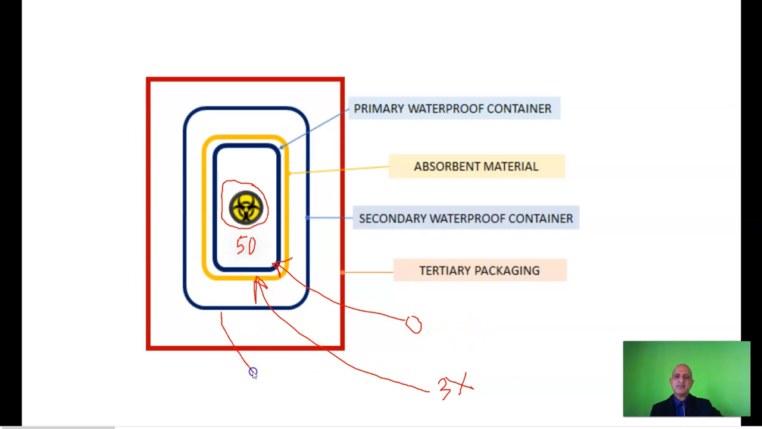And then you have your next layer, which is basically your secondary waterproof container. So in case of an impact, this container will crack. However, the internal container is protected. And finally, you have your tertiary packaging, which may be in the form of your cardboard box or your plastic box. And this should all be labeled.